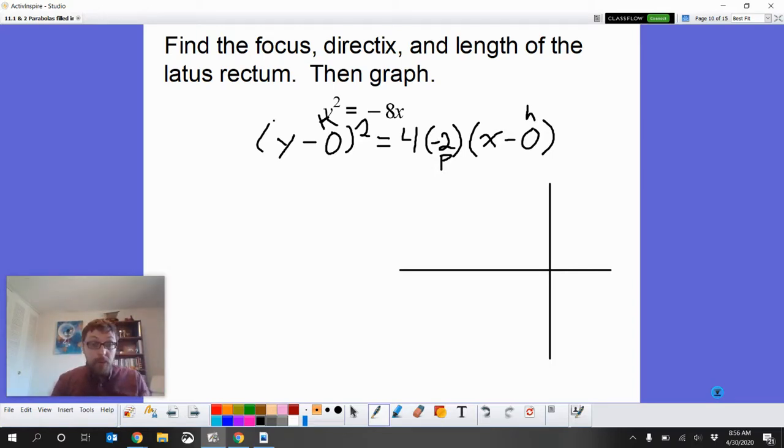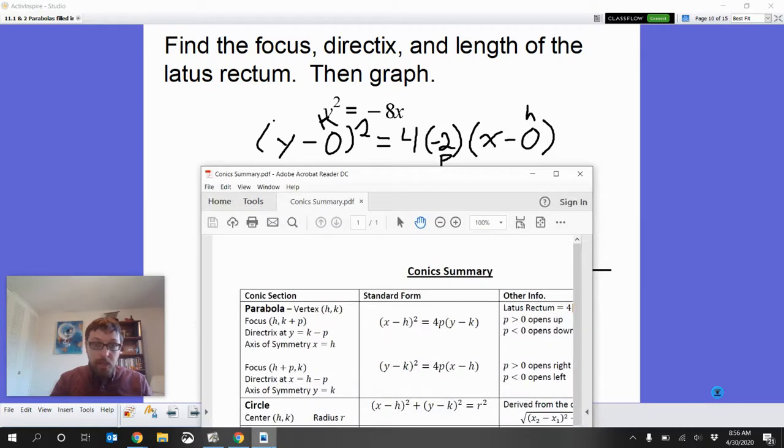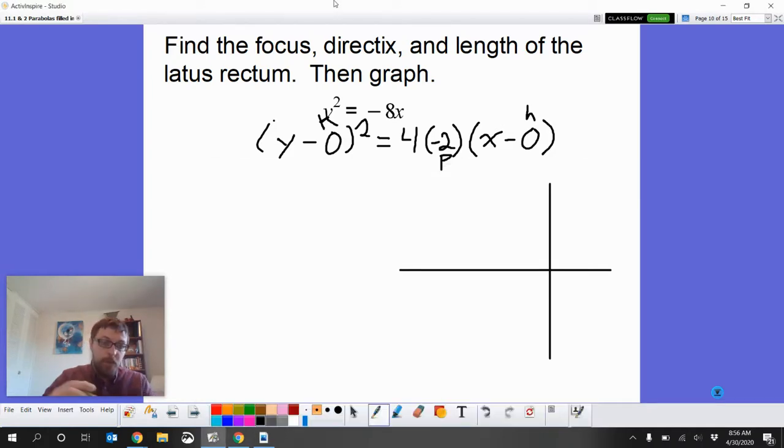Now we want to go through and do all of the little formulas that are right here. I'm going to use all these bottom ones because I made it look like this one. I would use these top ones if I was making this one. One thing that I'll always use is this vertex. The vertex is always the same. It's always just HK. So I'm going to write that one down first. My vertex is at 0, 0.